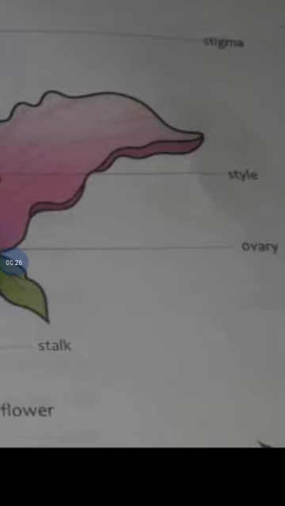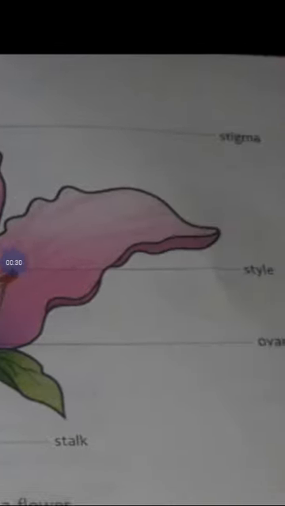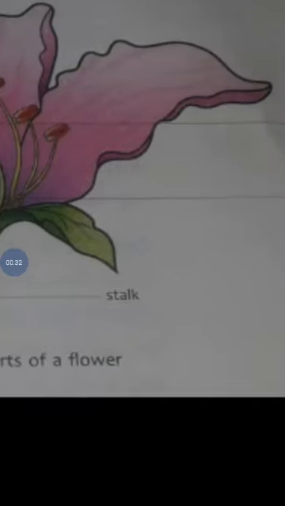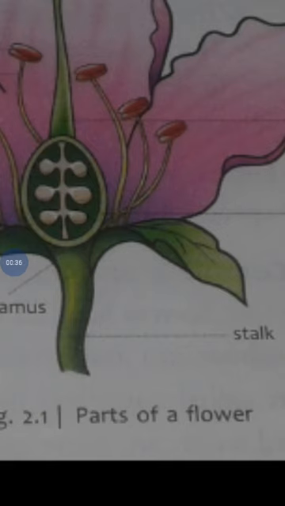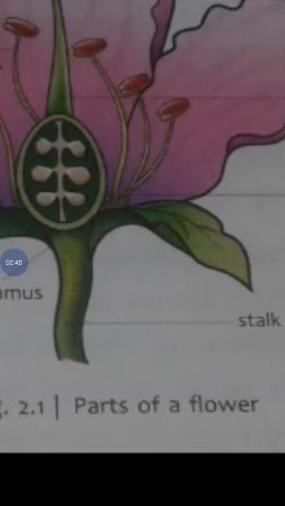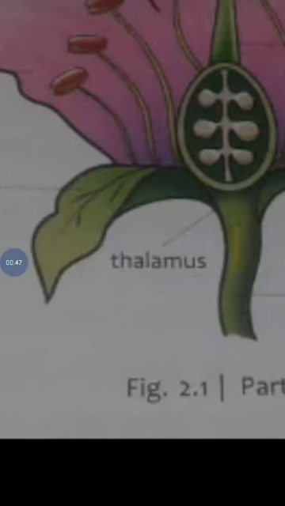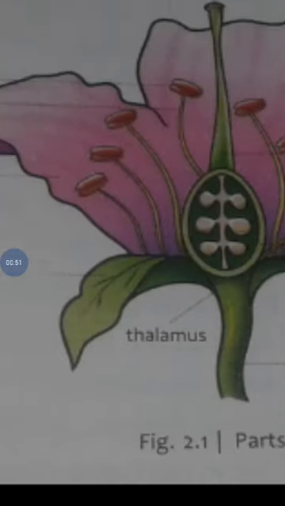This is a style. Style is a flask-shaped structure and stigma is a disc-shaped structure. This is an ovary. Inside the ovary, many eggs, which are known as ovules, are contained. This is known as a stalk, which is green in color, and this green leafy structure is known as thalamus.